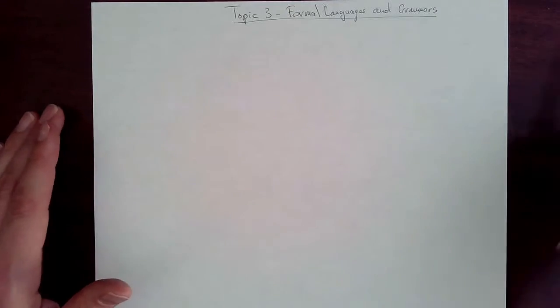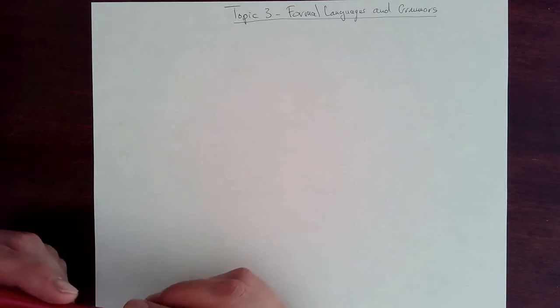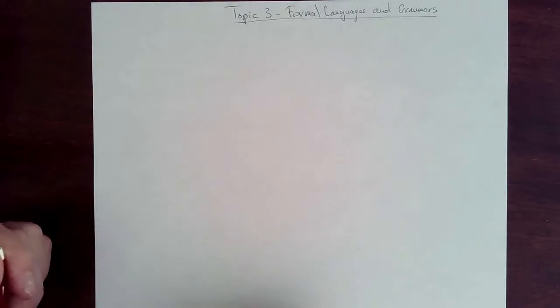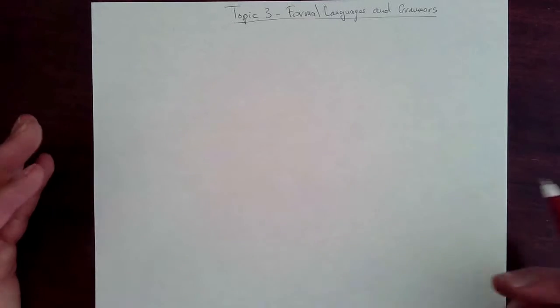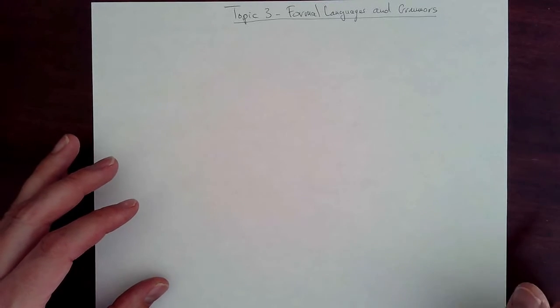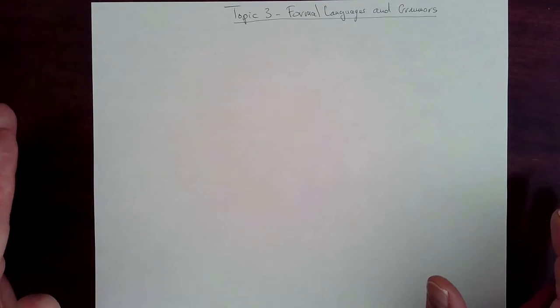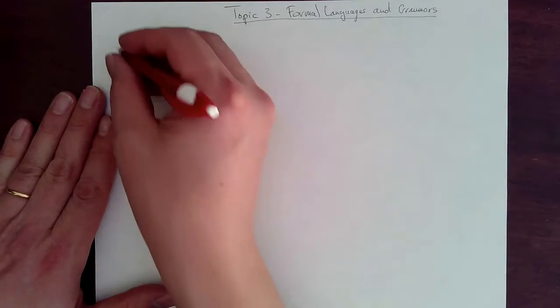Hello students, today I would like to talk about topic 3 on formal languages and grammars, to give you a little overview of the different grammars and how they correspond to different levels of computation. The first level, the most rudimentary one, is the level of regular languages, right?